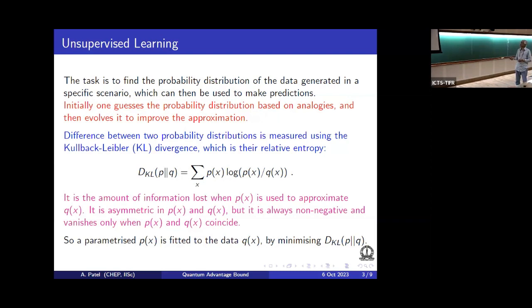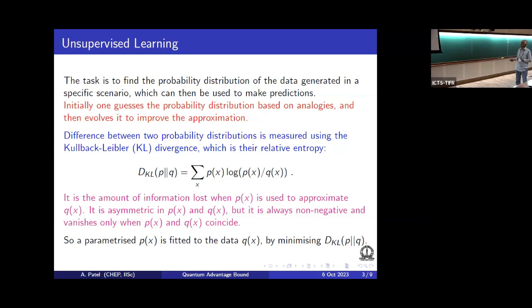How do you improve it? Well, you have to figure out how you differentiate or categorize two different probability distributions. And for that, there is a well-known quantity called the Kullback-Leibler divergence. It is actually the relative entropy of two particular distributions, and is defined by this straightforward looking expression. One of them is P of X, another one is Q of X. And what it measures is the amount of information lost when P of X is used to approximate Q of X.